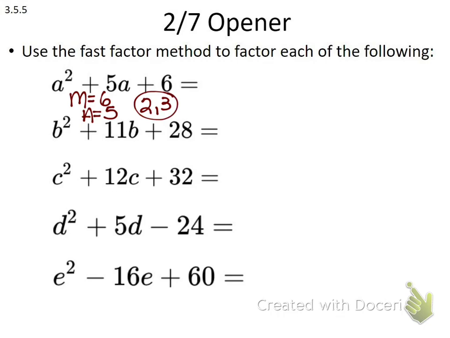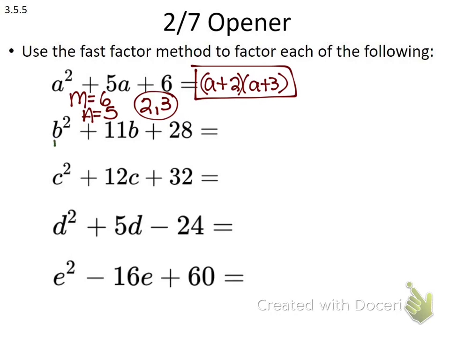So Riley, what's my final answer going to look like? A plus 2 in parentheses and then A plus 3. Good. And that's your final answer. Now, if you don't want to fast factor because you're not sure if that answer is correct, you could still draw an area model out to the side, but fast factoring is going to be so much quicker. All right, Jenna, do the next one for me.